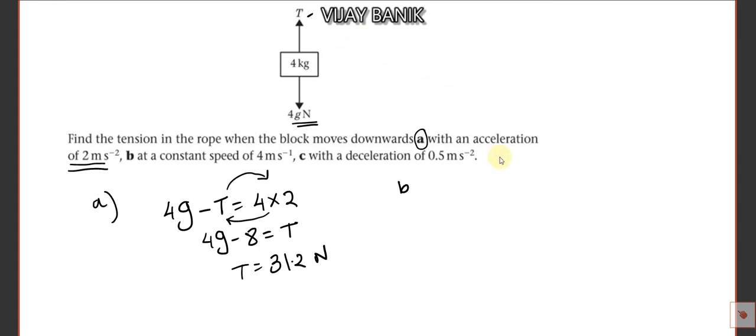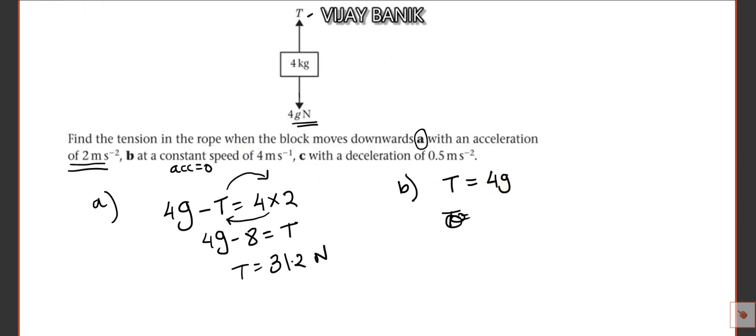Now the next situation: it is traveling at constant speed. Remember, when something is traveling at constant speed, as I already mentioned, the body is in equilibrium and the forces are balanced. At constant speed, acceleration is 0. When the acceleration is 0, total upward force is equal to total downward force. So when it is moving at constant speed, T is 4g. Remember that. This is the answer for part B. It is constant speed in the vertical direction. There is no horizontal force given to us.